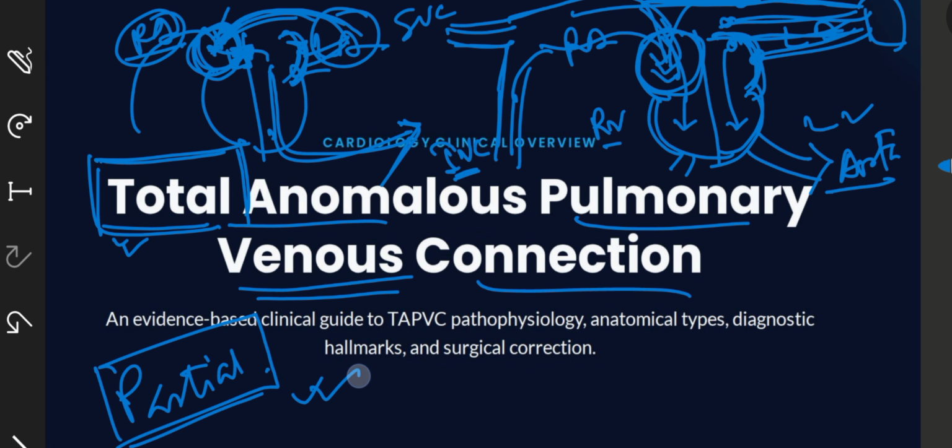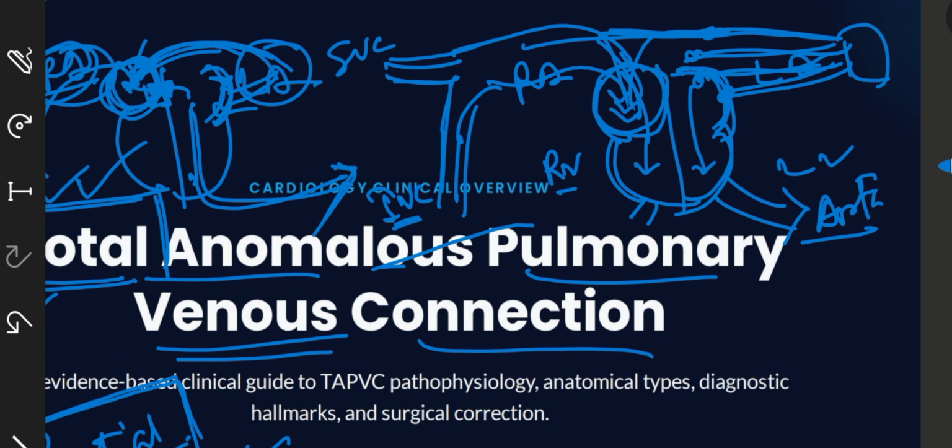In this case the amount of cyanosis is less, and in total anomalous the amount of cyanosis is high. In partial anomalous pulmonary venous connection, the patient may either present incidentally with cyanosis, or never have any cyanosis. The patient may present with right heart failure only. So this is partial anomalous pulmonary venous connection, and in total, all the four veins are drained into the right atrium via some connections.